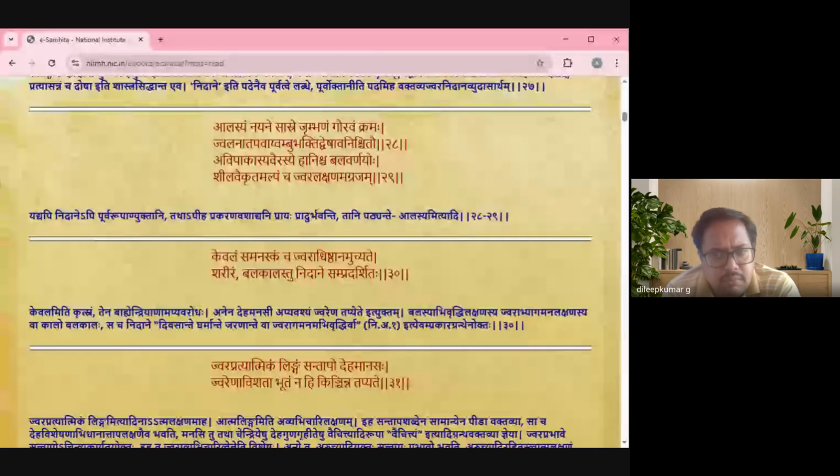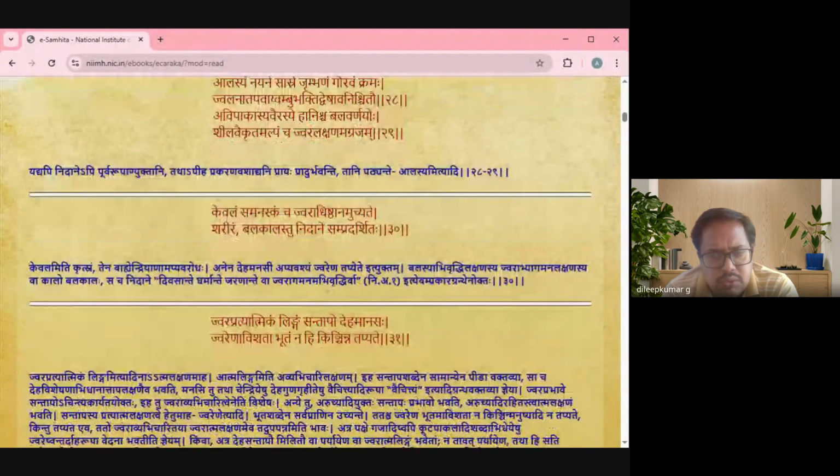But in Sushruta Samhita Uttara Tantra, Jwara Chikitsa has been mentioned. In that, Vishesha Purvarupa has been mentioned: Vataja Vishesha Purvarupa, Pittaja Vishesha Purvarupa, Kaphaja Vishesha Purvarupa. You underline that point. You make a note of that point: Vishesha Purvarupa mentioned in Sushruta Uttara Tantra.